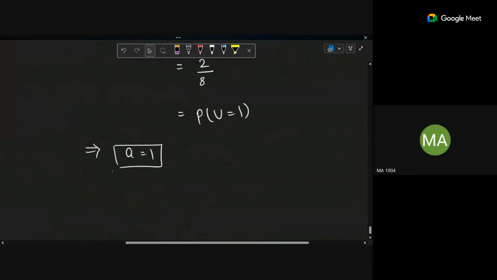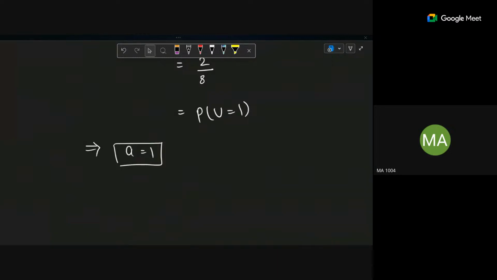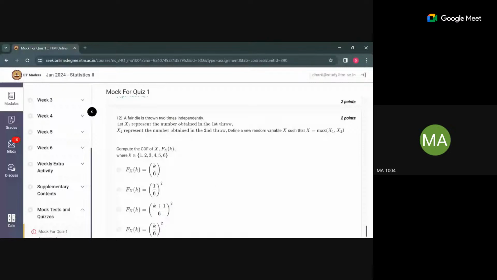Okay. For the next one, what's there? A fair die is thrown 2 times independently. X1 is the number obtained in the first throw and X2 is the number obtained in the second throw. Define a new random variable X, which is the max of X1 and X2. Then you have to compute the CDF of X. Have you guys done this question? Yes, ma'am. It will be k by 6 whole square.